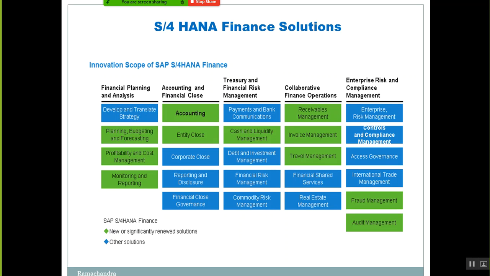And this is again the same finance broader scope, which tells in which areas more changes are done and in which areas fewer changes are done in SAP S4 HANA Finance. The green color represents more changes and more optimizations. Within that, accounting is the core. This is the backbone of the business organization, and in the SAP S4 HANA system also, major changes are done on the core accounting part.